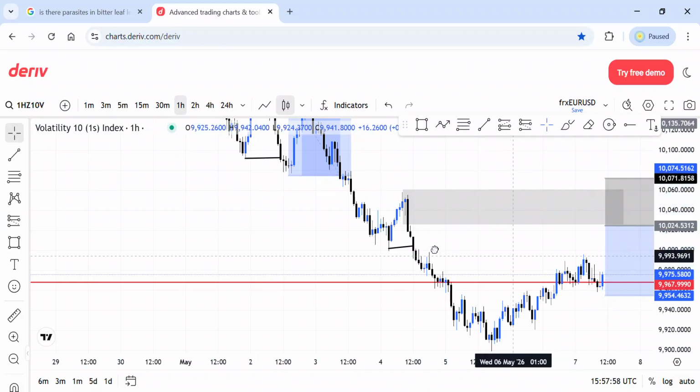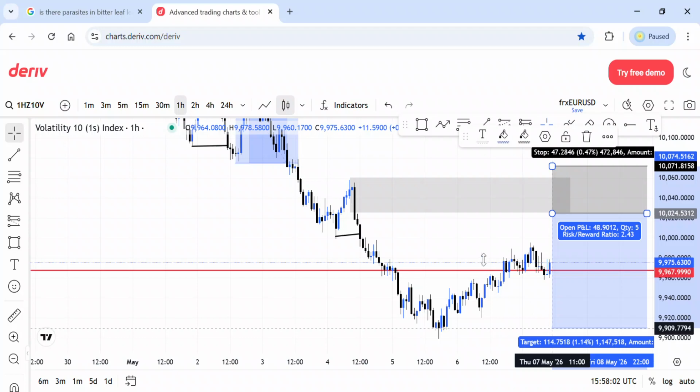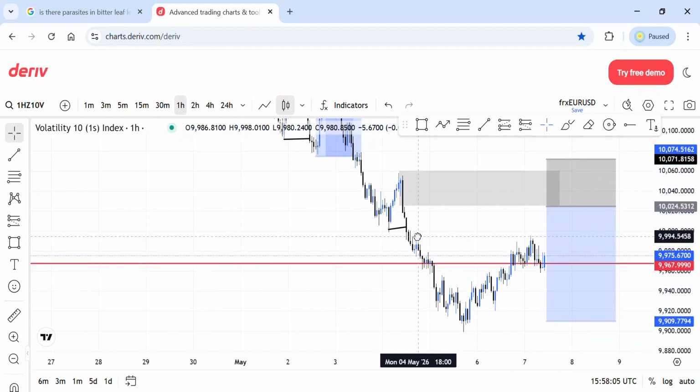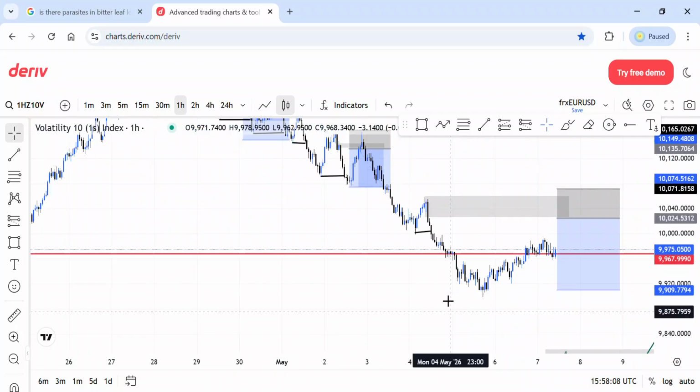Why? The market has broken the major low. Alright? Market has broken the major low. But if market still decided to sell from here, definitely it's going to be selling from here. Okay? So easy peasy, no stress.